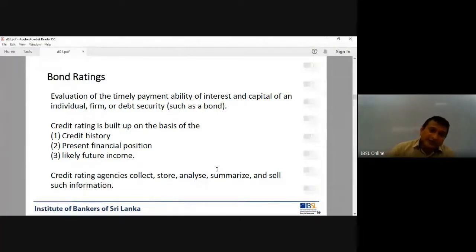So these rating agencies look at this. For instance, in the case of Sri Lanka, you see the credit history is very creditworthy. We never defaulted at any time in our history. That really matters. But there are some countries, especially in Latin America, that have a history of defaulting on their obligations a number of times. So this matters.